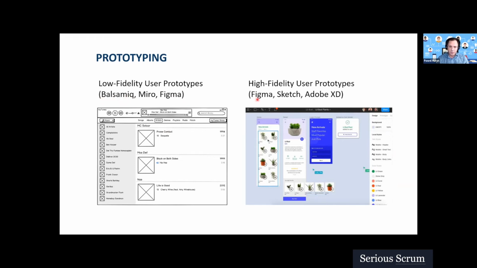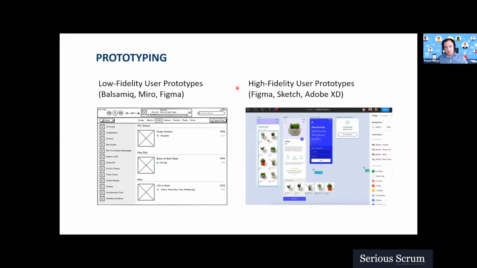The other type of prototypes are high fidelity user prototypes. This is the prototype that looks exactly like the application will look. And every user prototype can be used during the interview. So you can also schedule a session with the users where you give them some task like, "Hey, dear user, can you find a movie?" And then we observe how they interact with our prototype.